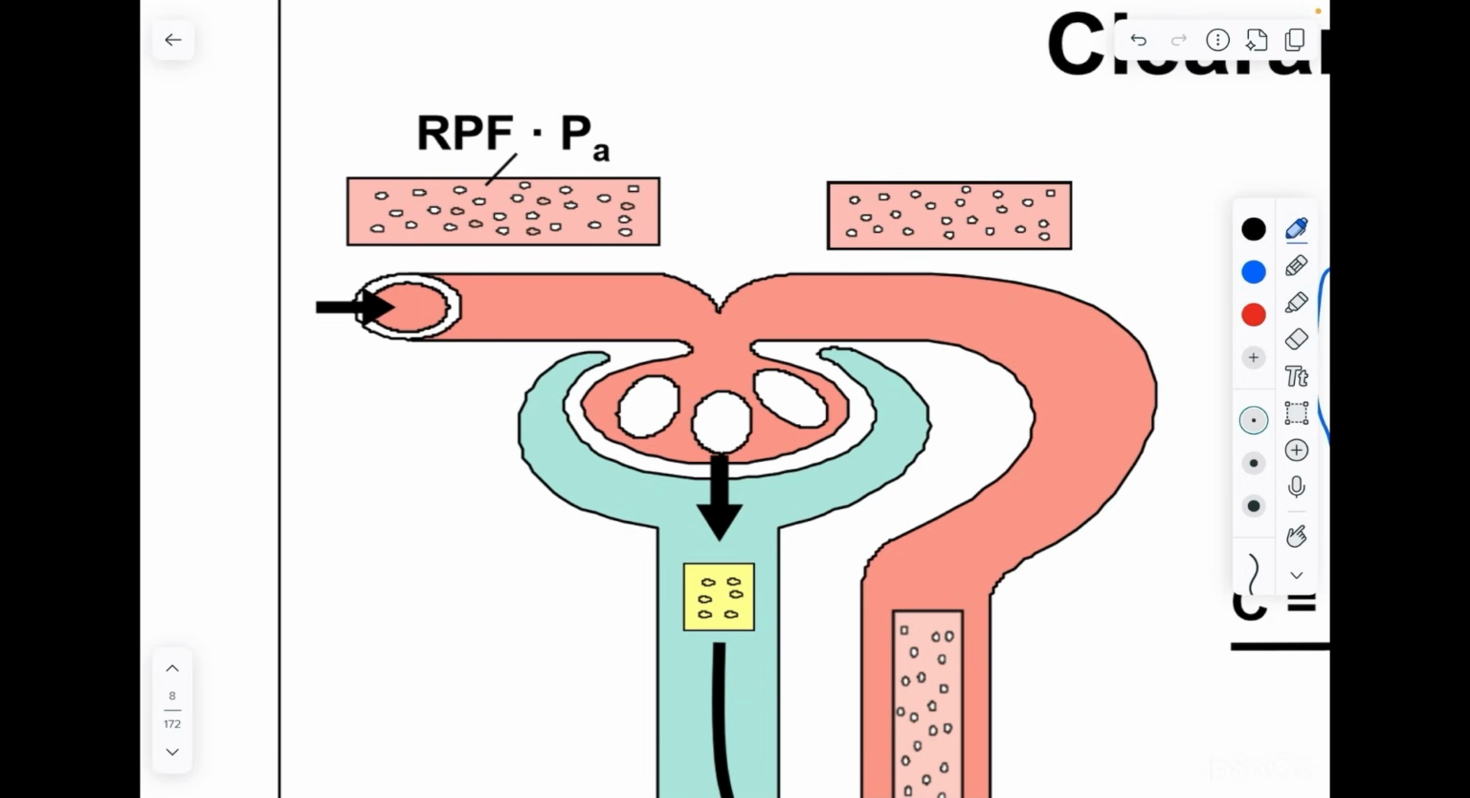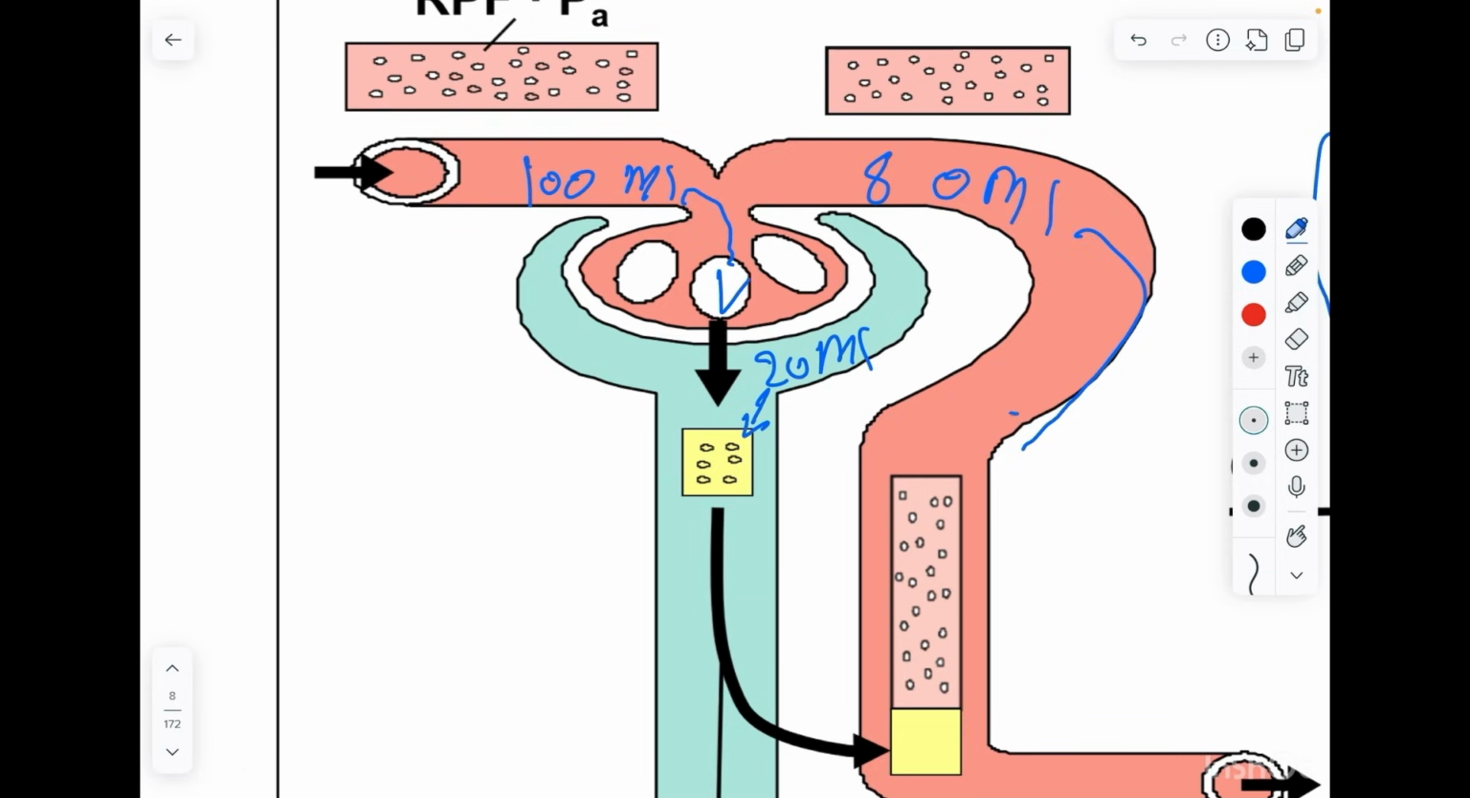I will try to explain it to the best of my ability. So let's say that 100 milliliters of plasma is coming here through the afferent arteriole. It goes, and 20 milliliters is filtered, which is this yellow box. If this is 20 milliliters, then this should be 80, what's left from the 100, right? And that will be this amount, the red amount. Can you see it?